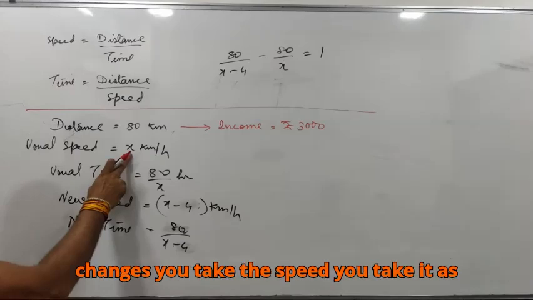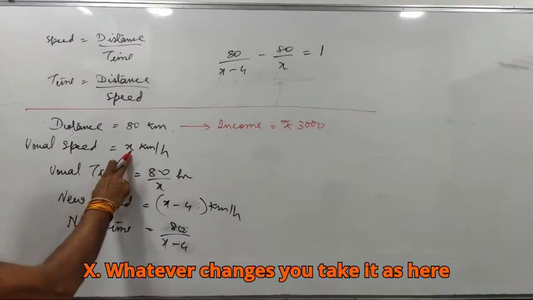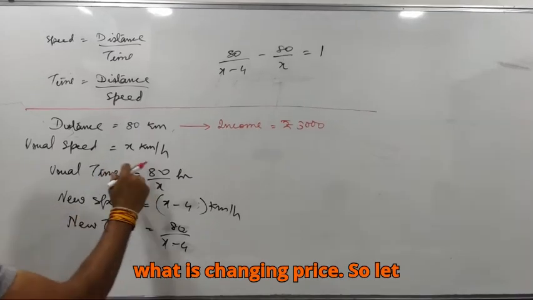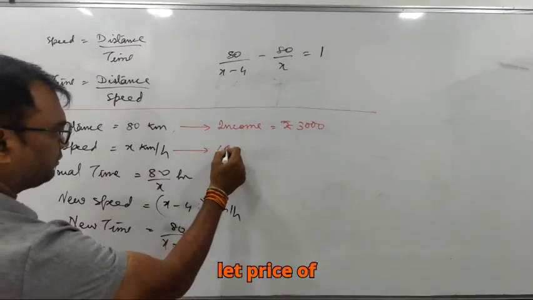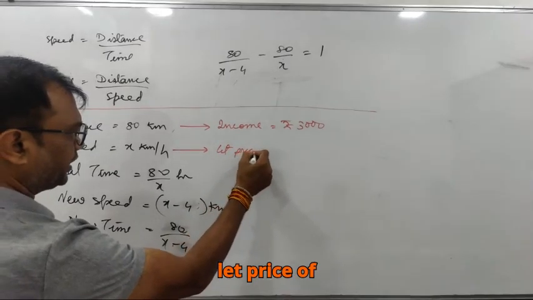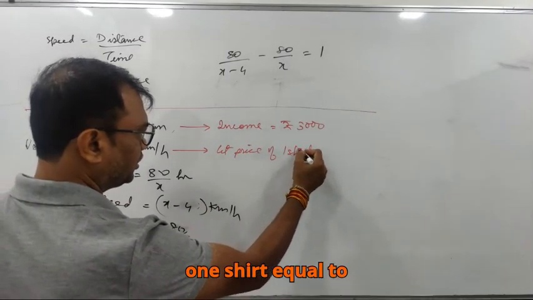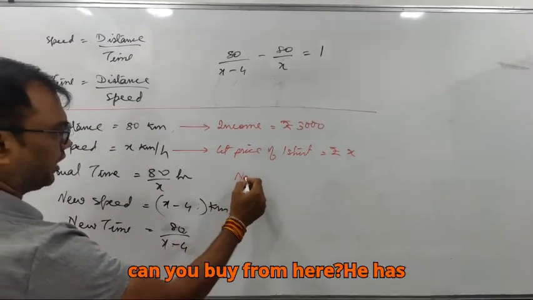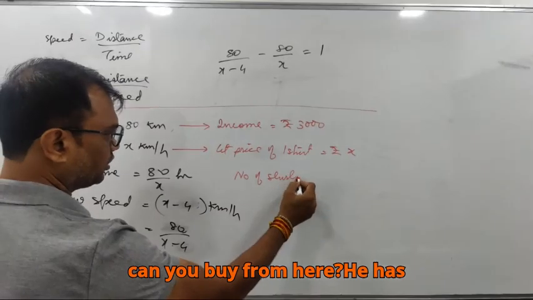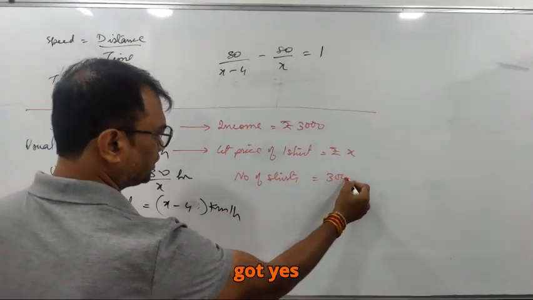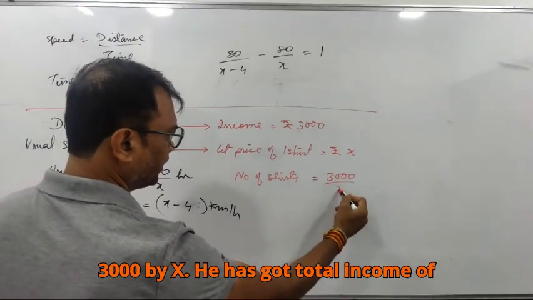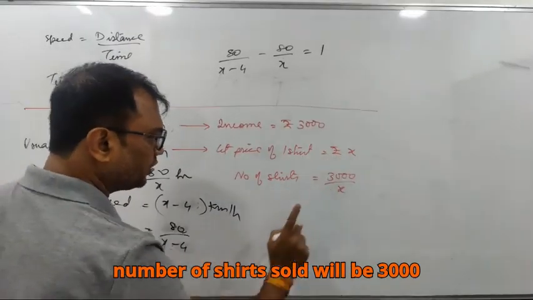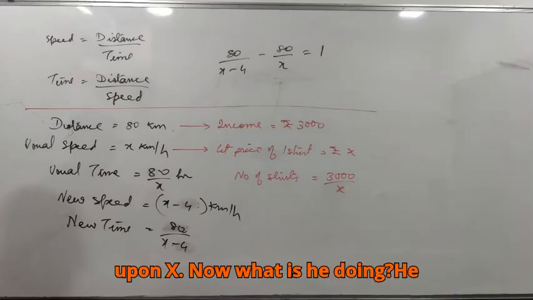Whatever changes, you take it as x. Here what is changing? Price. So let price of one shirt equal to rupees x. So how many shirts can he sell from here? He has got total income of 3,000. So price of one shirt is x. So number of shirts sold will be 3,000 upon x.